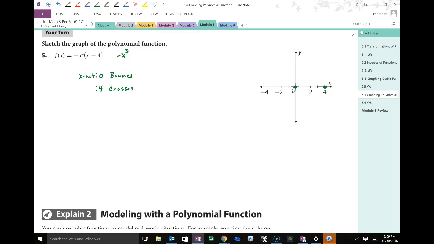I'm so confused. Why does it cross through 4? Are you worried about the 4 or the crossing? The crossing. What's the exponent that's right here? Plus 1. Is 1 an odd number or an even number? It's the exponent. Even bounces, odd crosses. Okay, are we good?